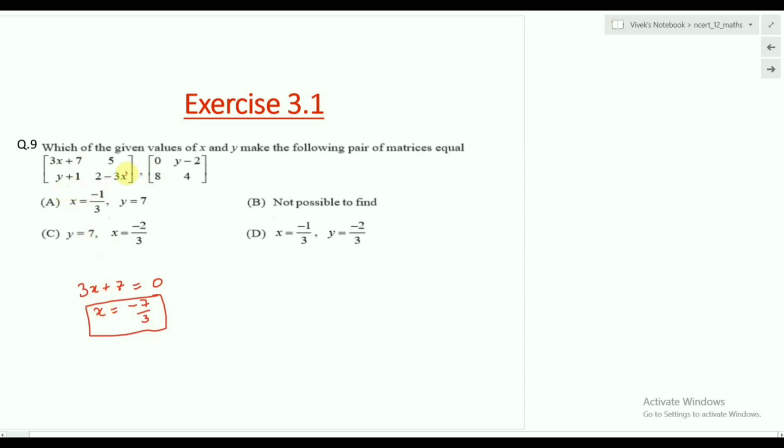Okay, if you substitute this x value in this A22, so what you will get? You will get 2 minus 3 into minus 7 by 3. And this should come 4. So if you cancel out this one, so what we are getting? 2 plus 7 is equal to 4, which is not equal. It means what? Not possible to find, because this same value of x is not satisfying for the second thing. So this will not be equal. It means D value will be the correct answer. Not possible to find. D.